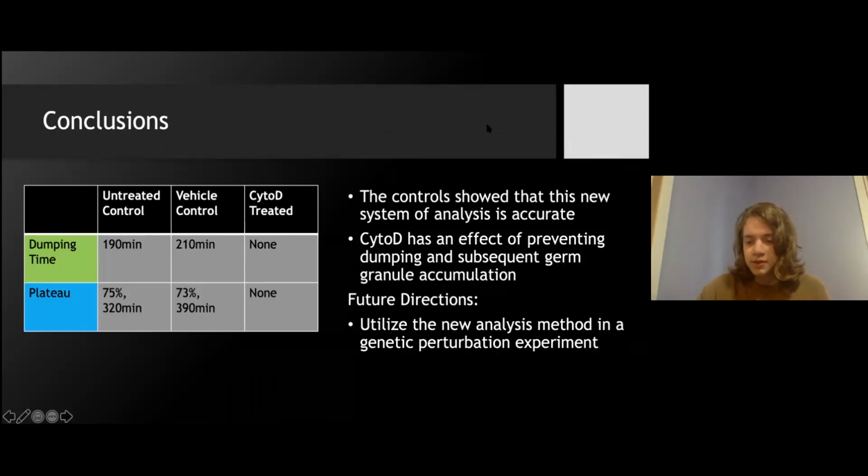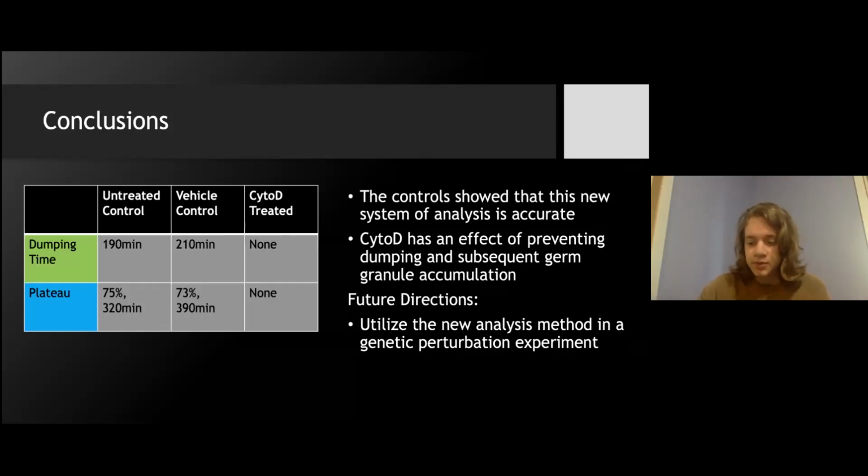So from these results, we're able to easily conclude that the CytoD treatment did have the effect of preventing nurse cell dumping and subsequently prevented the rapid new germ granule formation during the accumulation phase of oocyte development. The other really important takeaway from this was the new method of image analysis and the consistency that we saw in the controls, which matched what we would expect from the other wild type research that we've done to create the models, indicates that the analysis method was accurate and successful.